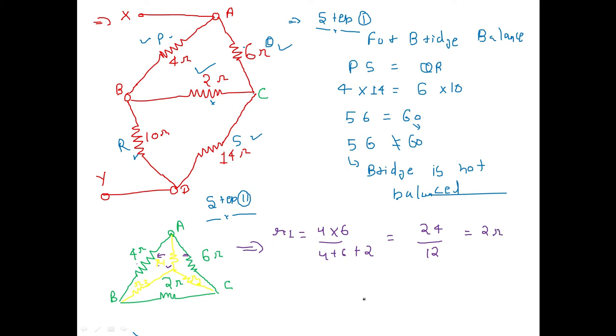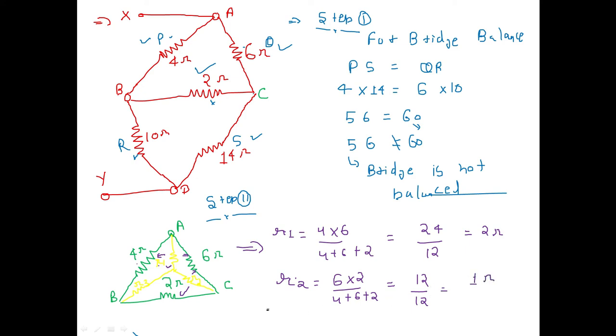In a similar manner, how to find R2? As already said in previous slides, we see the opposite resistances of R2, that is 6 multiplied by 2, divided by the summation of all outer resistances, 4 plus 6 plus 2, that is 12 upon 12. So R2 is 1 ohm.